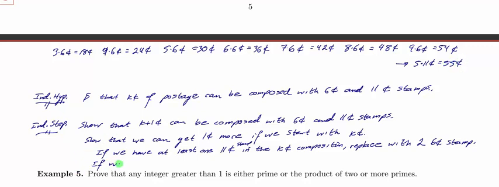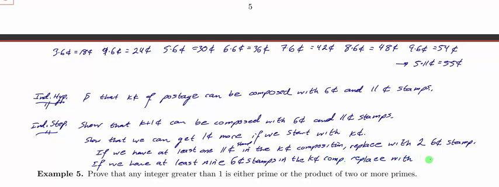So if we have at least 9 6-cent stamps in the K-cent composition, then we're going to replace them with 5 11-cent stamps. And so through your base cases, that's where we would go through and justify.